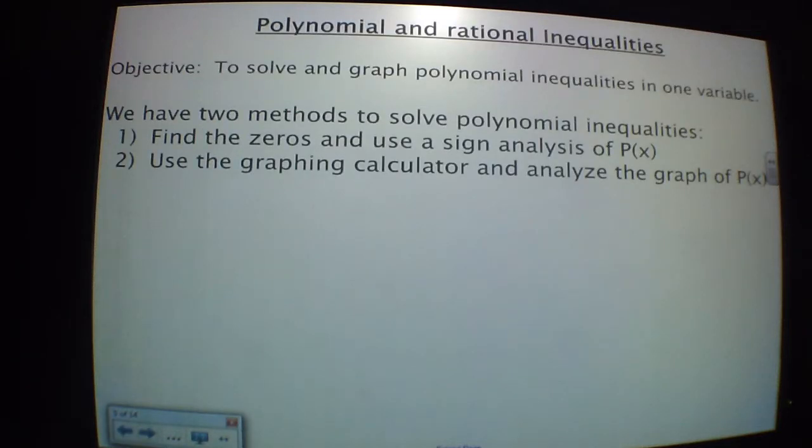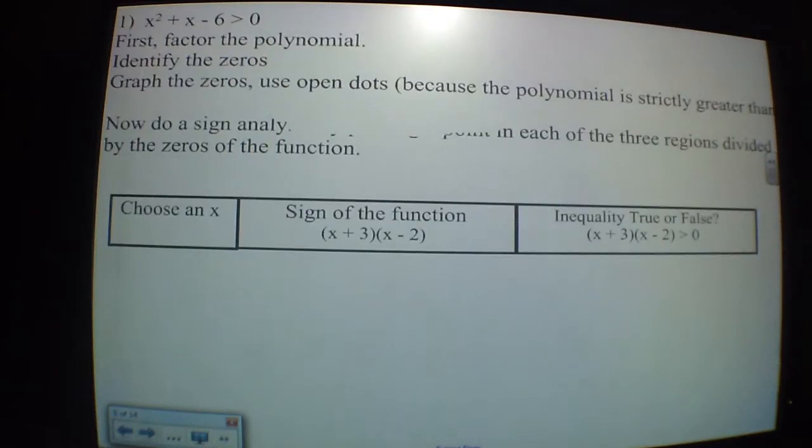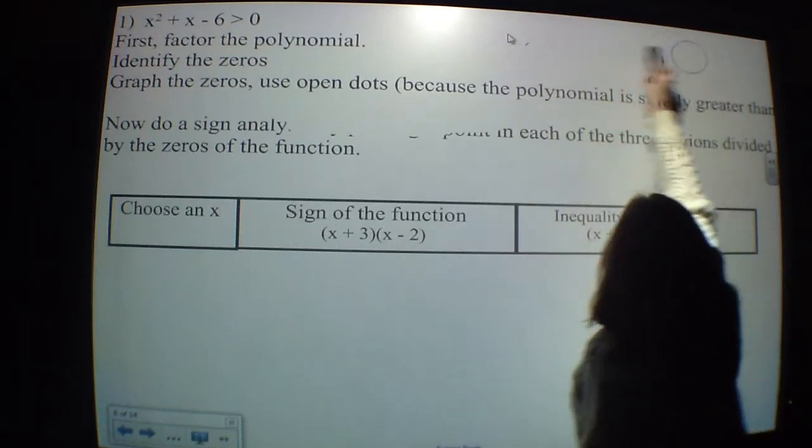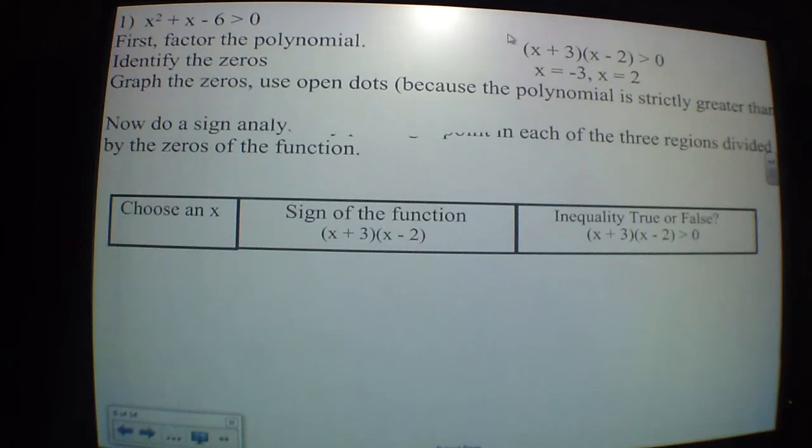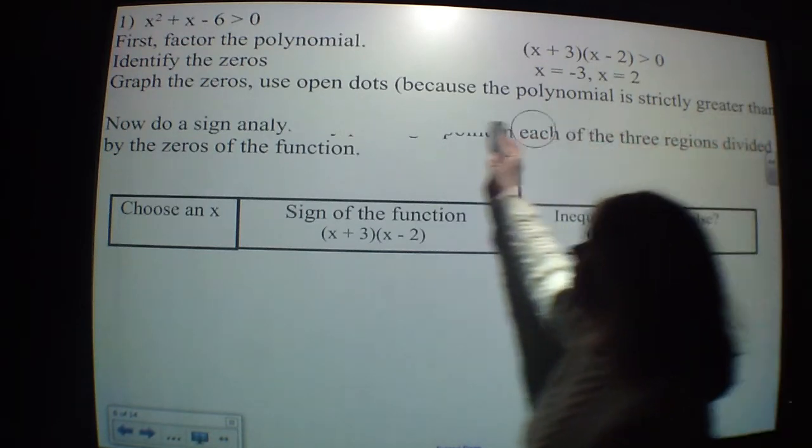Now I'm going to solve some inequalities that are not linear, some polynomial. I'm going to find the zeros and use a sign analysis. And then I'm also going to show you how to do it on a graphing calculator. So first, I want to factor this polynomial. So it factors into x plus 3, x minus 2. So the zeros are negative 3 and positive 2. So now I'm going to graph it on a number line.